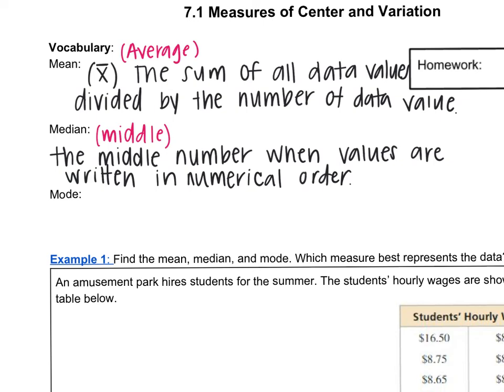And then the mode is the value or values. There can be one mode or there can be more than one mode. There can only be one median and there can only be one mean, but there can be more than one mode. The mode is the value or values that occur most often.